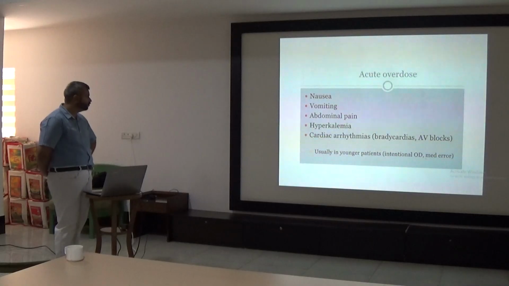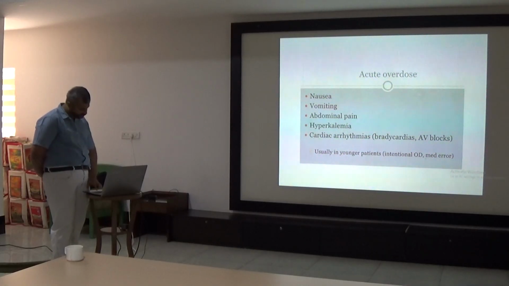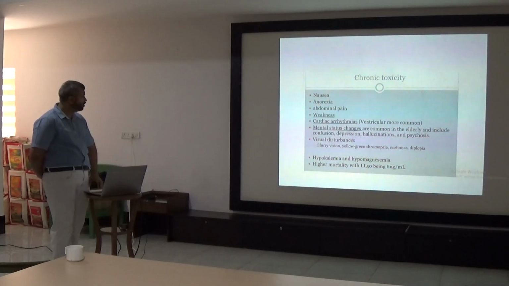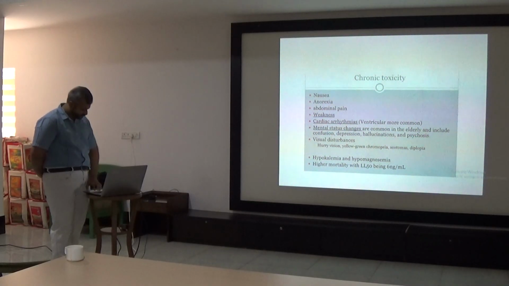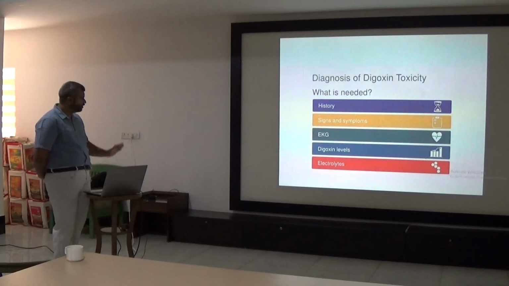In clinical presentation, of course, the acute overdose will more commonly present with prominent GI symptoms and cardiac arrhythmias. Cardiac arrhythmias can be of almost any nature, from bradyarrhythmias to rapid ventricular tachycardias. In chronic overdoses, GI effects are usually present, but the more common presentation is with CNS effects as well as cardiac arrhythmias. Basically, these are the pillars of a suspected case of digoxin toxicity diagnosis.